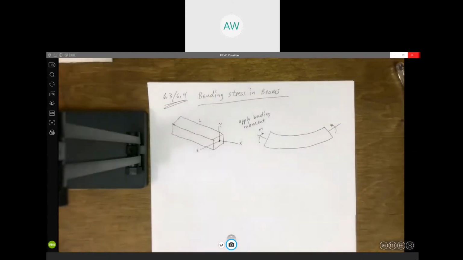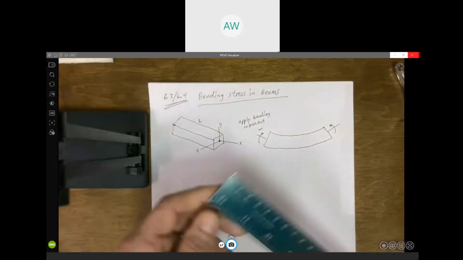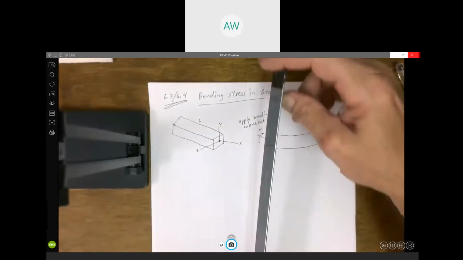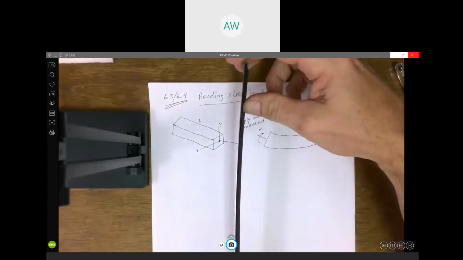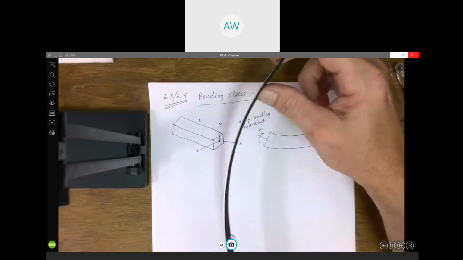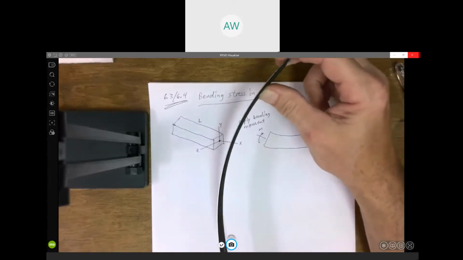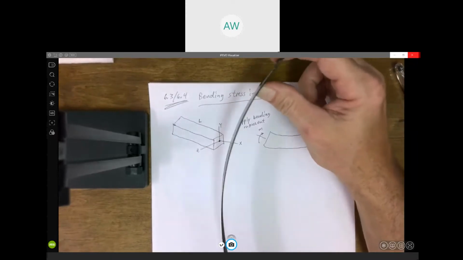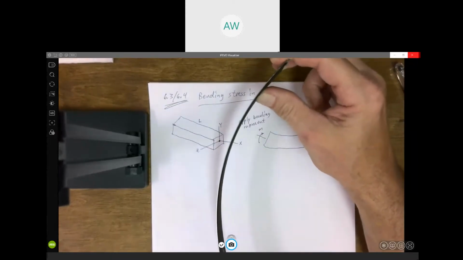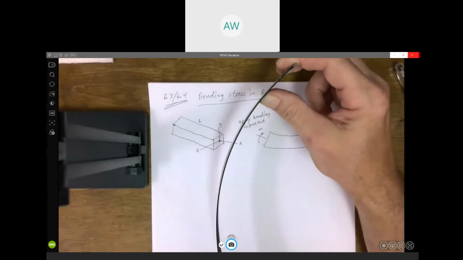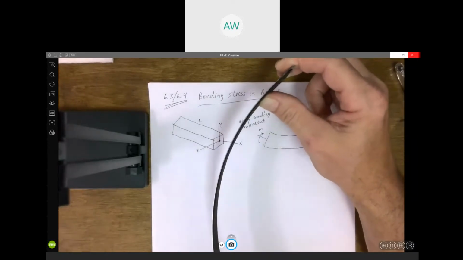I don't know how well this will show up, but I have a ruler, and maybe I'll turn it this way. If I apply a bending moment, you see what happens to the ruler. It bends, right? It deforms, changes shape. It's not straight anymore.